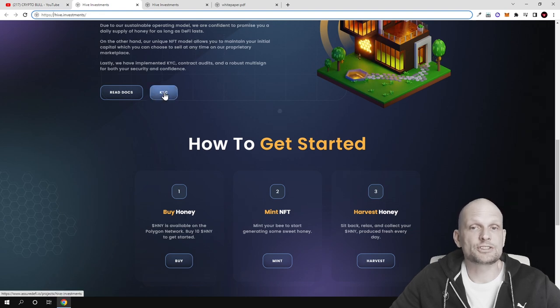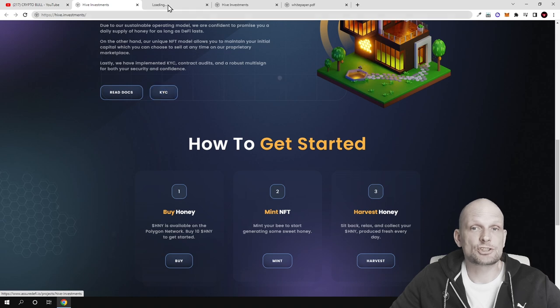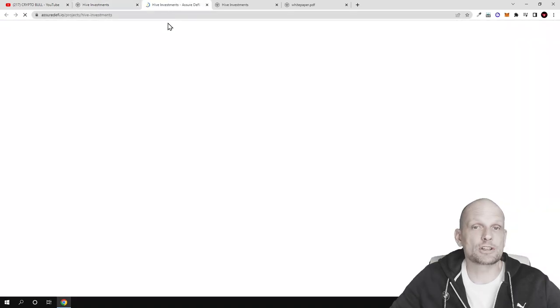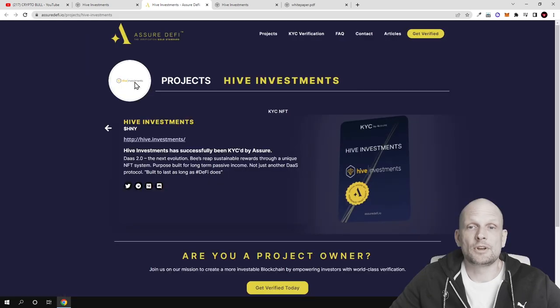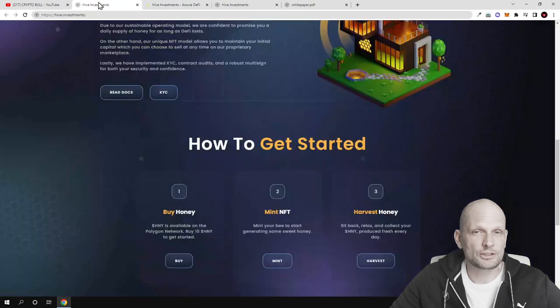And here you can check their KYC, that this project has actually passed KYC, and you can see it here on Assure DeFi, where you can see project Hive Investments, Hive Investments HNY. This is the token, like I mentioned already, guys. Hive Investments has successfully been KYC'd by Assure, guys. You can come in and check this information out.